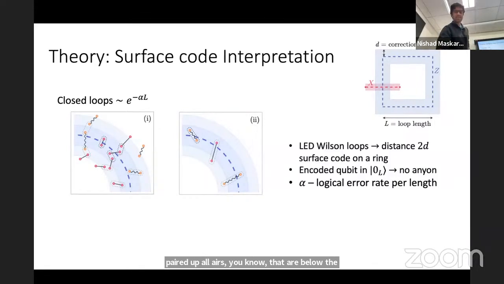Now, in the surface code picture, in the ground state, we should expect no enclosed anyons, right? Because in the ground state, we should always be in the vacuum sector when we look at a loop.